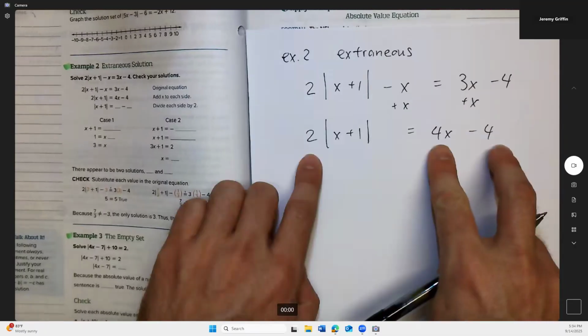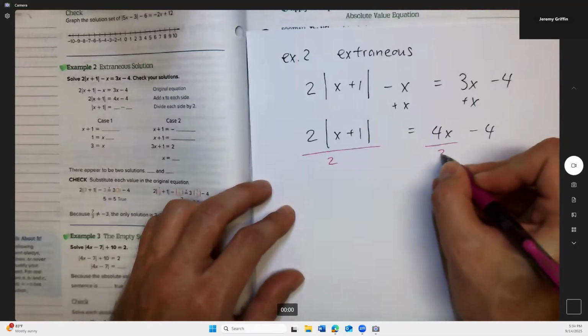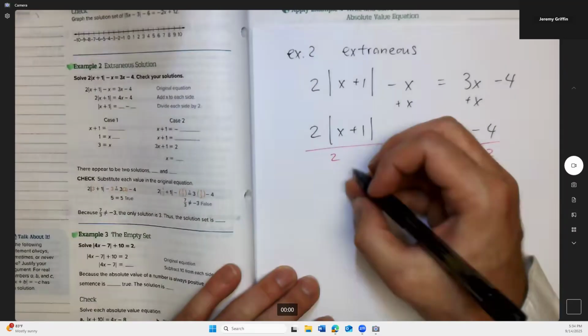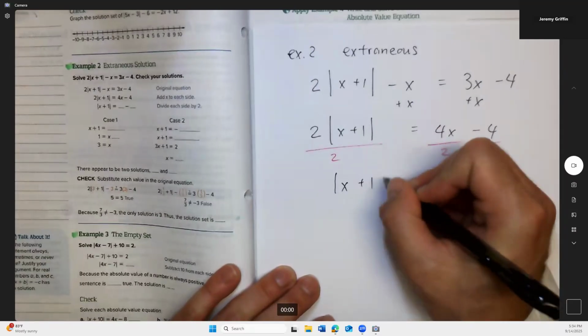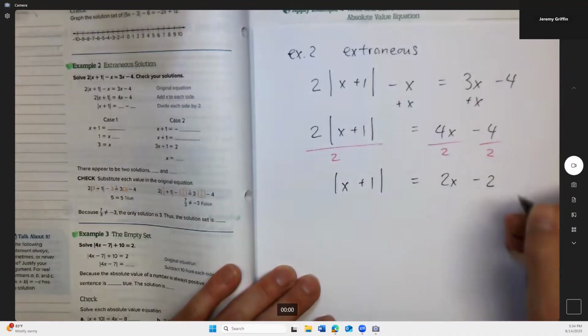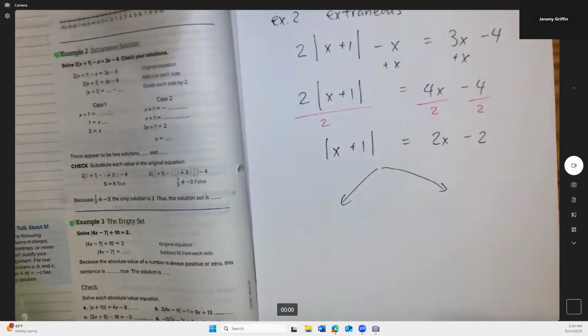I do see this coefficient of 2. I could just go ahead and knock that out. Divide by 2, 2, 2. I've got 3 separate terms, and I can divide them all by 2. That should be a valid step. The absolute value of x plus 1 is equal to 2x minus 2. Now here's where it's going to split, because the idea is plus or minus.